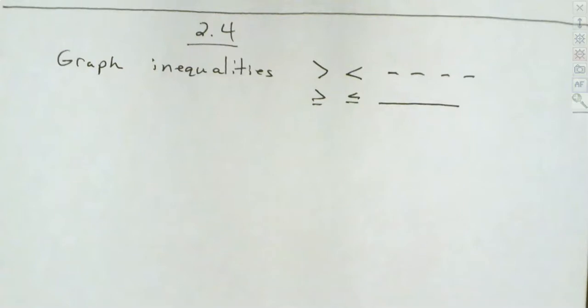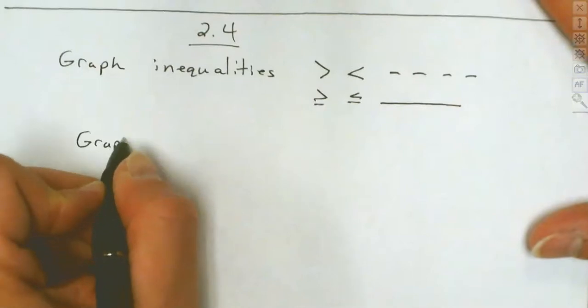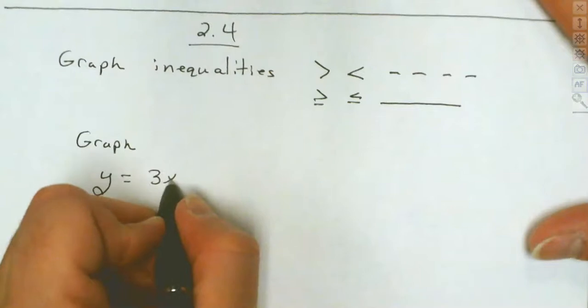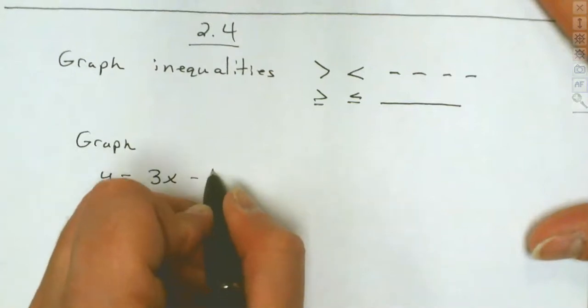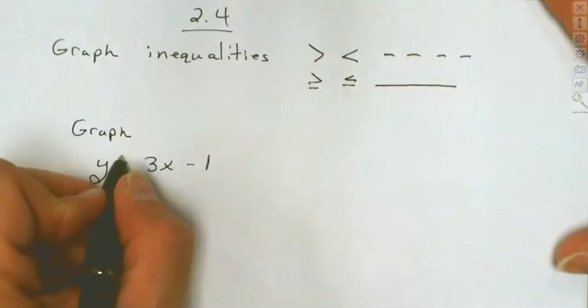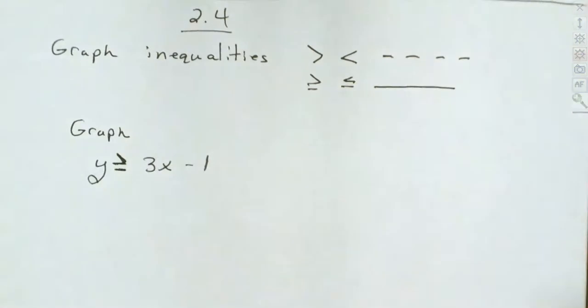And we're going to start off with a very easy one. Let's go ahead and graph y equals 3x minus 1. And, well, let's not make it equal, sorry. Greater than or equal to. We're trying to do inequalities here. So let's say it's greater than or equal to. We want to graph this line.